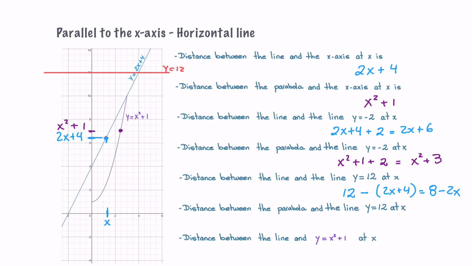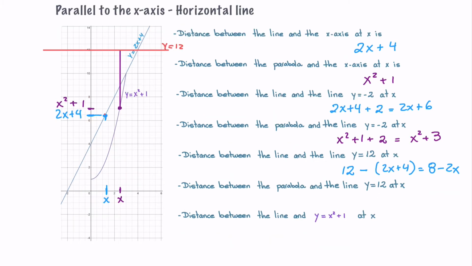We want to know the distance between the parabola and the line y equals 12. So suppose you are at any point here, at any x right here. What we're looking for is the distance between the parabola and the line. Again, you know this distance, you know this distance. Subtract. So that would be 12 minus this distance here, which is x squared plus 1. So we get 11 minus x squared.